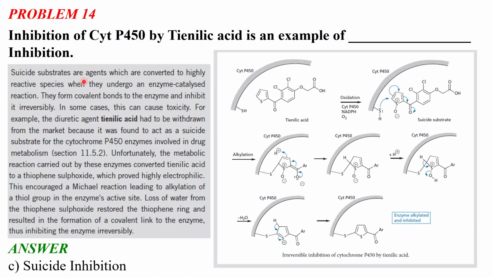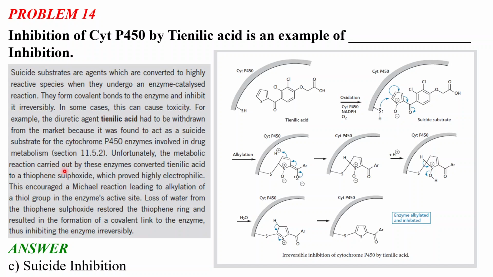Suicide substrates are agents which are converted to highly reactive species when they undergo an enzyme catalyzed reaction. They form a covalent bond with the enzyme and inhibit it irreversibly. In some cases, it can cause toxicity. For example, the diuretic agent tienilic acid was withdrawn from the market because it was found to act as a suicide substrate for the cytochrome P450 involved in drug metabolism.